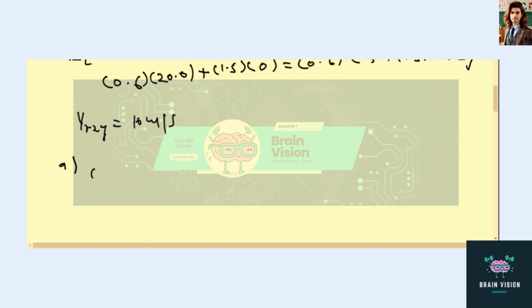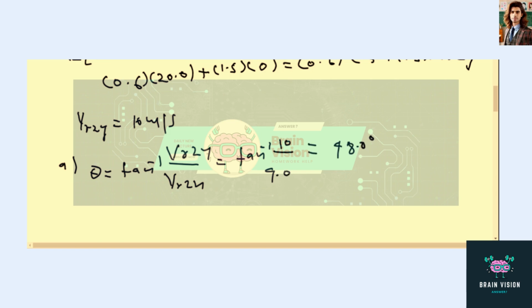Well, we know that theta is equal to tan inverse of Vr2y divided by Vr2x, and this is equal to tan inverse of 10 divided by 9.0. Well, that is equal to 48.0 degrees, right? So the falcon changes the direction of the raven's motion by an angle of 48.0 degrees. Now let's do part B.